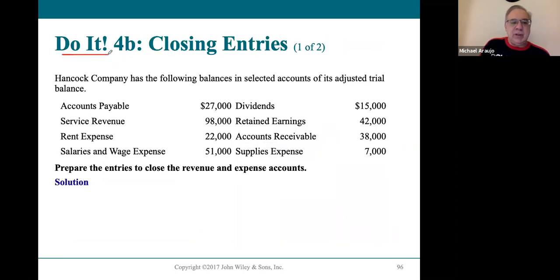So let's do the closing entry do it exercise, which is on page 179. If you have your book with you, page 179 is where we're at. This is Hancock Company, given to us with certain select accounts from its adjusted trial balance. The accounts are listed here, and they want us to prepare the closing entries. The very first thing we do, we close revenue. The second thing we do, we close expenses.